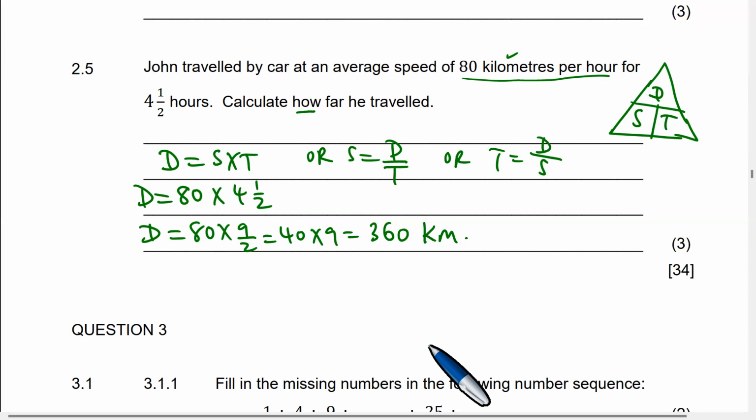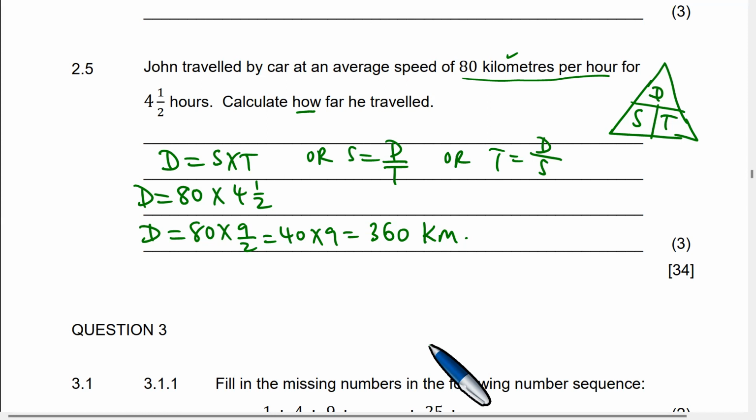So you have 40 by 9. That's 80 by 4.5. Okay, you understand? Any question? No, sir.